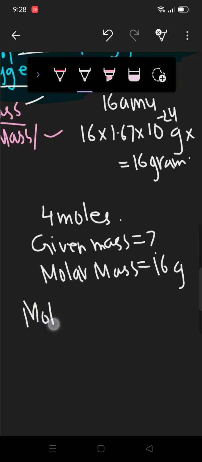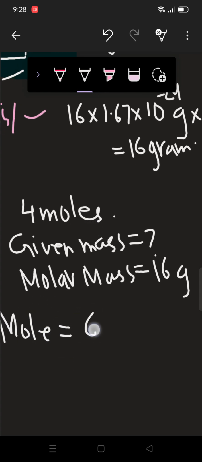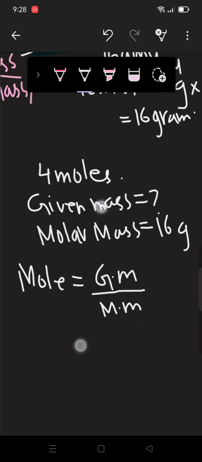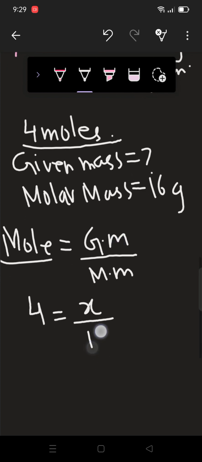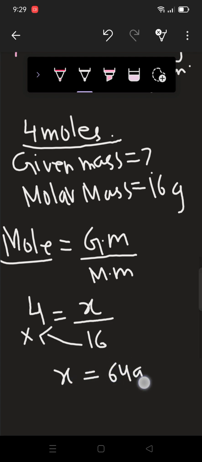Mole is equal to what? Mole is equal to given mass (gm) upon molar mass (mm), right? Number of moles is equal to 4. It is already given. So 4 is equal to the given mass we need to find. Instead of gm I am writing x, right? And the molar mass of oxygen is 16 gram. Here 16 is dividing; when it goes to the other side, it will be multiplying. So x is equal to 16 fours are 64 gram.